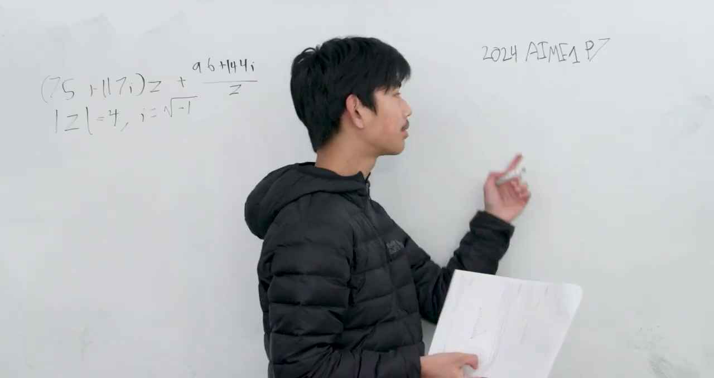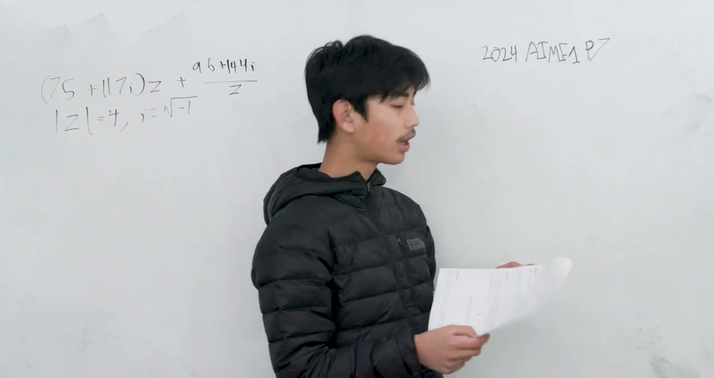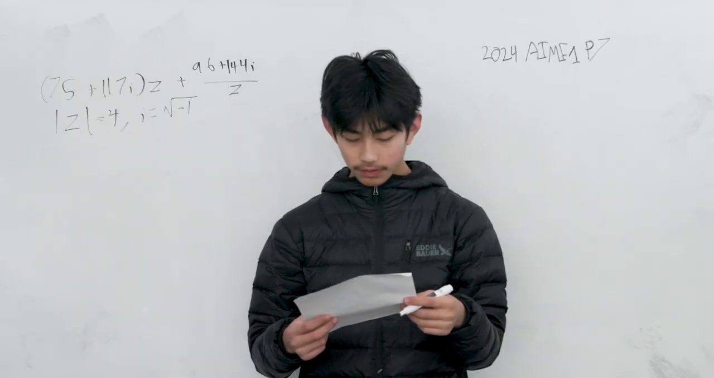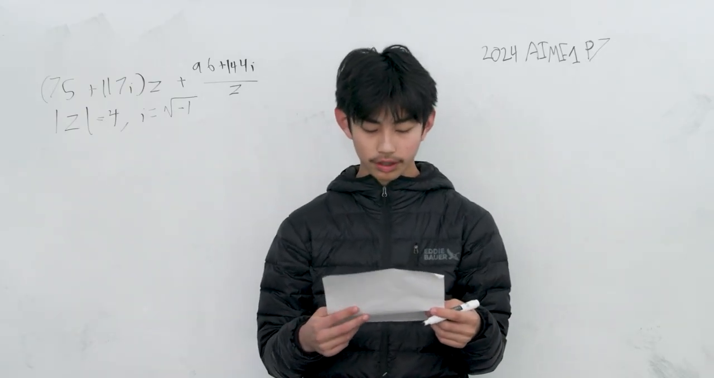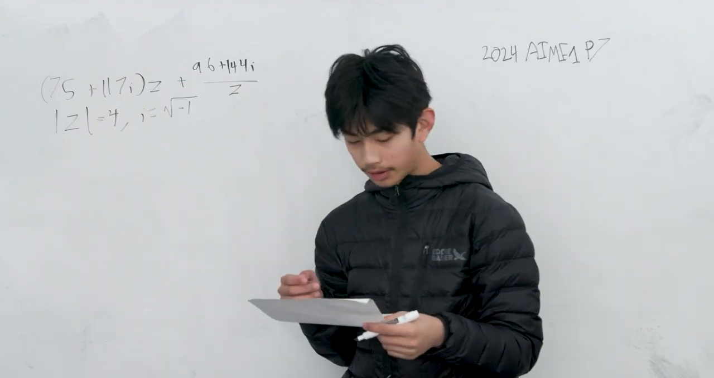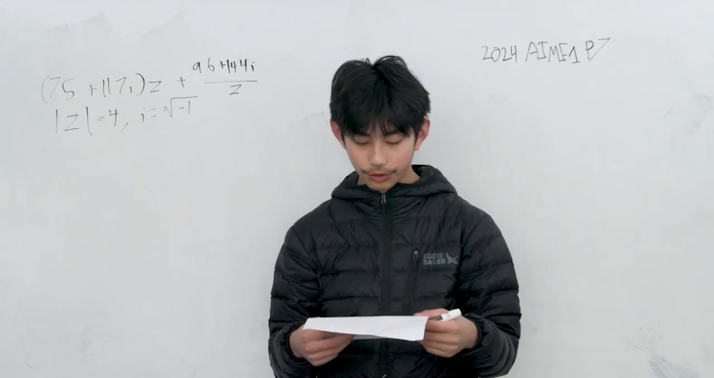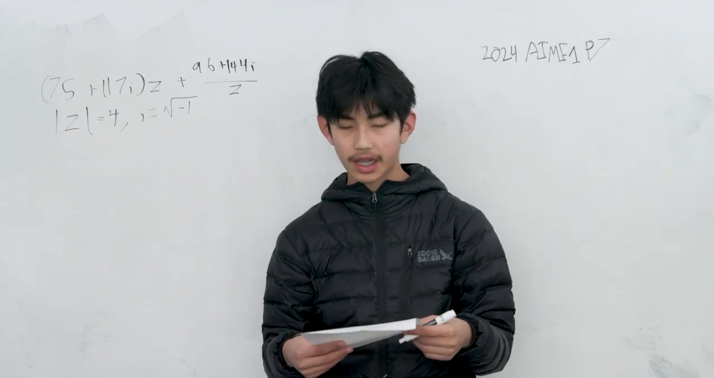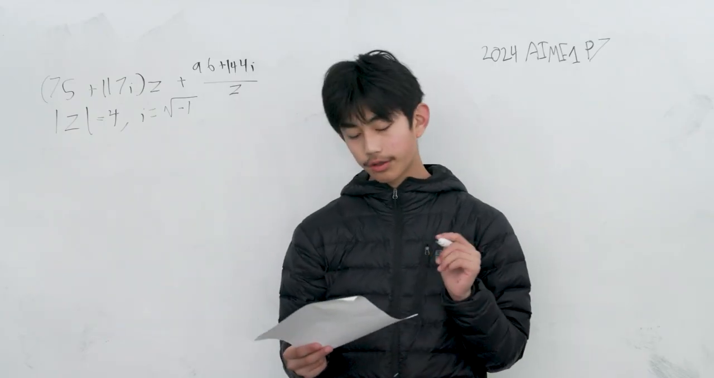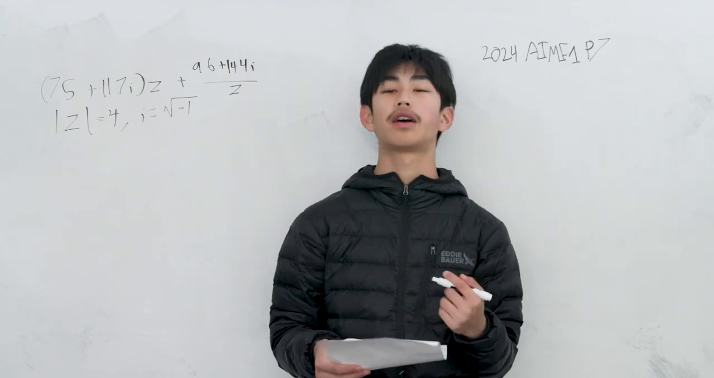We're solving problem 7 from the 2024 AIME 1. Find the largest possible real part of this expression up here, where z is a complex number with absolute value of z equal to 4. Here i is the square root of -1. The first thing we can do here is simplify it a little.